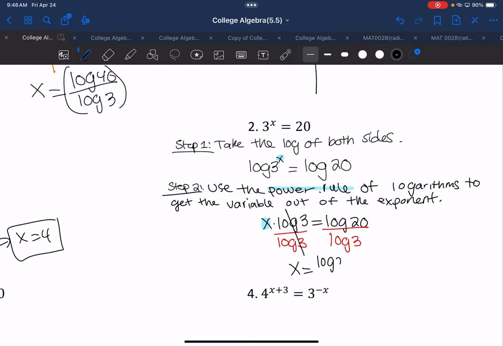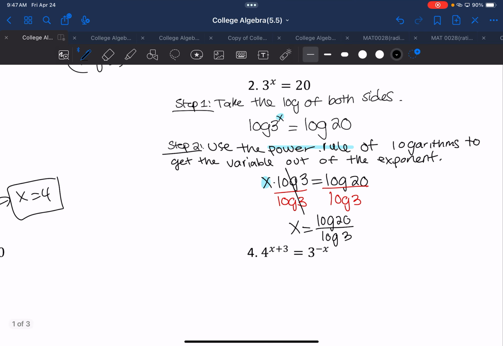Now, sometimes they might ask you for an exact answer. And if they ask for an exact answer, you would literally enter this into Pearson. Just keep it like that. But if they want you to round it, then you type this in your calculator. And you need to make sure that when you type this in your calculator that you close the parentheses.